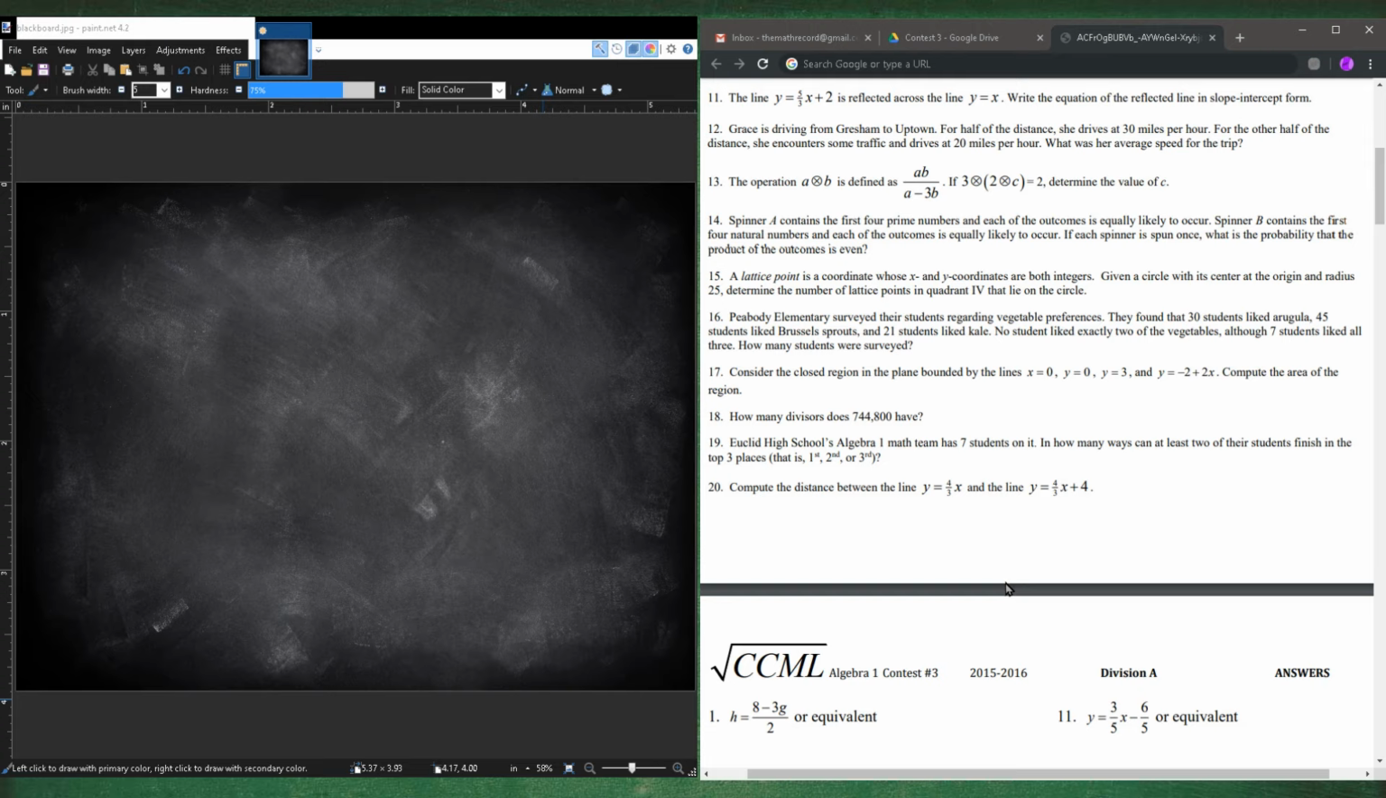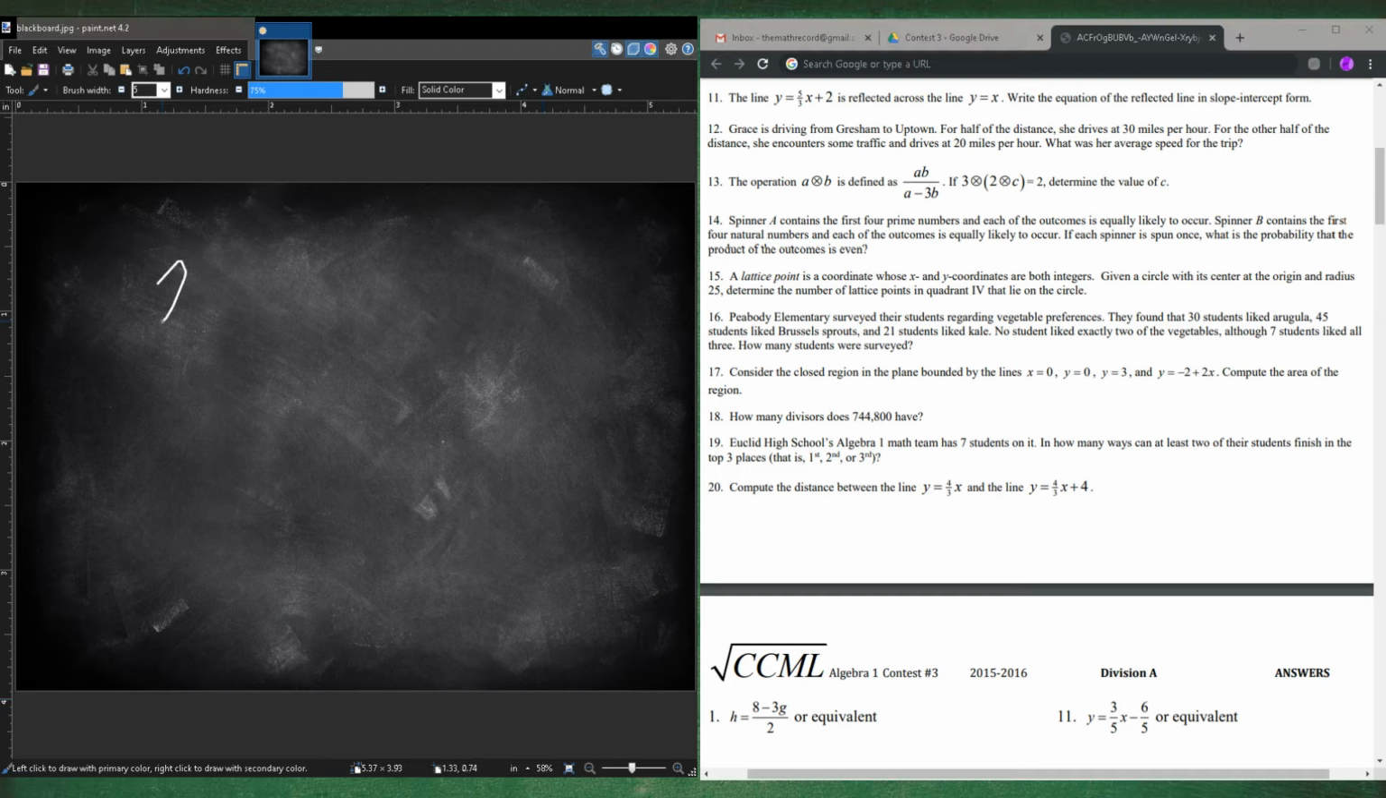Question 18. How many divisors does 744,800 have? So you just use your calculator. If you know how to use the factor setting, just enter 744,800, and you get 2 to the power of 5 times 5 to the power of 2 times 7 to the power of 2 times 19. You can multiply them all together and you should get 744,800. Or you can also do it by hand, but if you want to make sure you didn't make a mistake, you just use your calculator, since a calculator is okay.